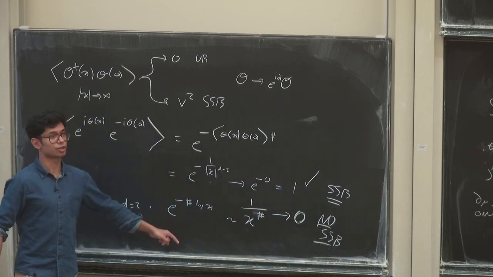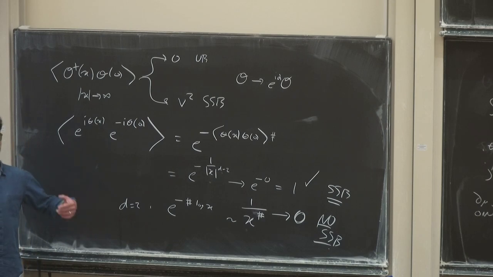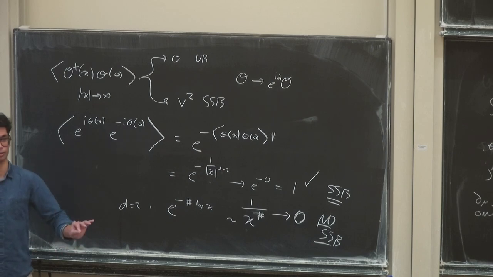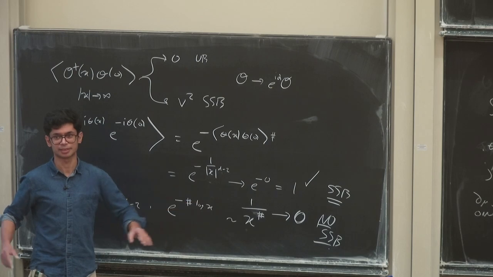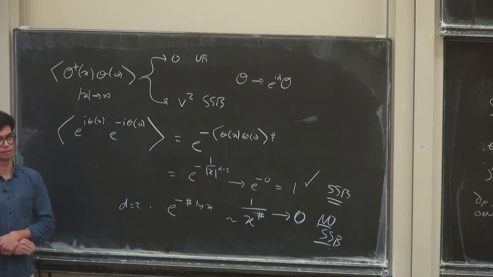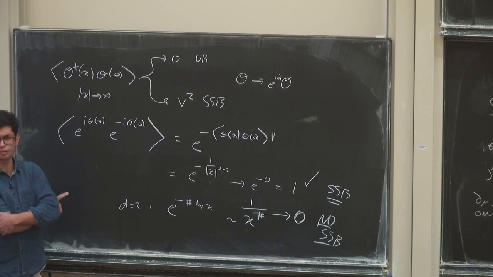This result is what's called the Coleman-Mermin-Wagner theorem, that says that you cannot have spontaneous breaking of a continuous symmetry in dimension 2 or lower. This is, I think, the easiest way to see what's happening. I find this easier than Coleman's paper. Does this make sense to everybody? What just happened? Good. Excellent question.